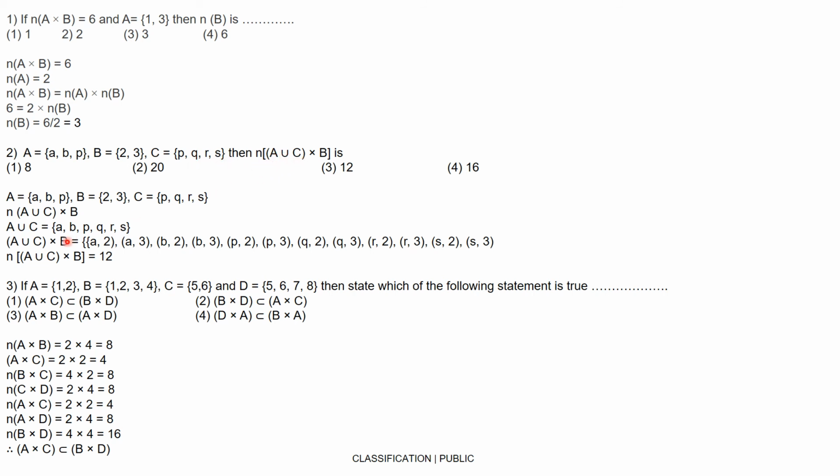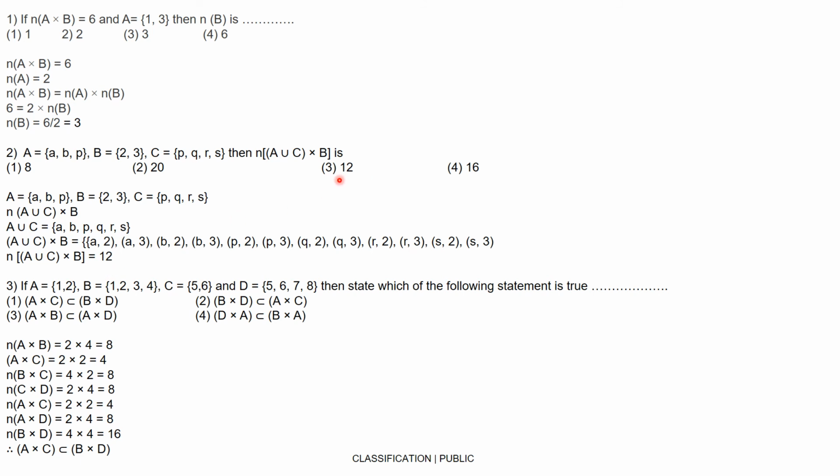First you do it A union C cross B. B means what? A comma 2, A comma 3, B comma 2, B comma 3, P comma 2, P comma 3, Q comma 2, Q comma 3, R comma 2, R comma 3 and S comma 2, S comma 3. So how many ordered pairs? Count and write it. It is 12.